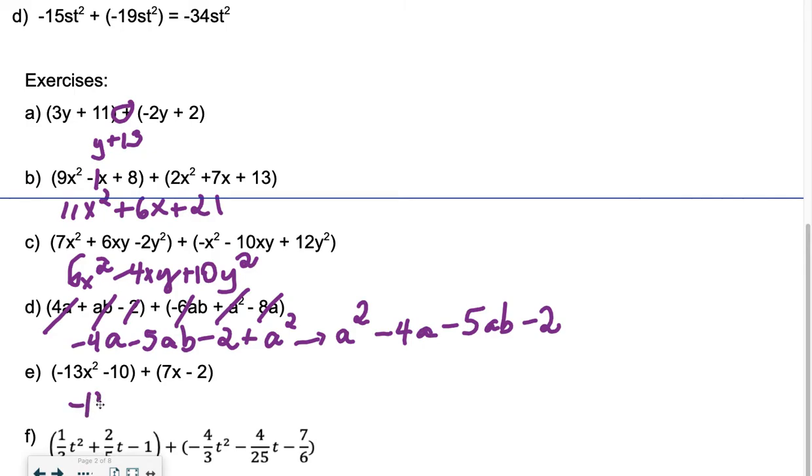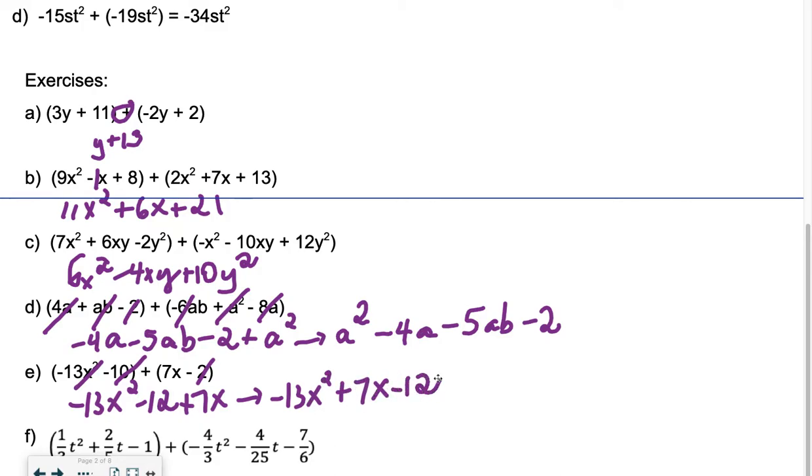Negative 13x squared, there are no other x squared terms. Negative 10 minus 2, those constants can combine. Plus 7x. Negative 13x squared plus 7x minus 12.